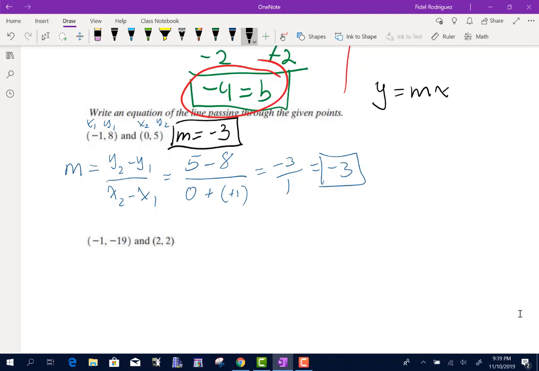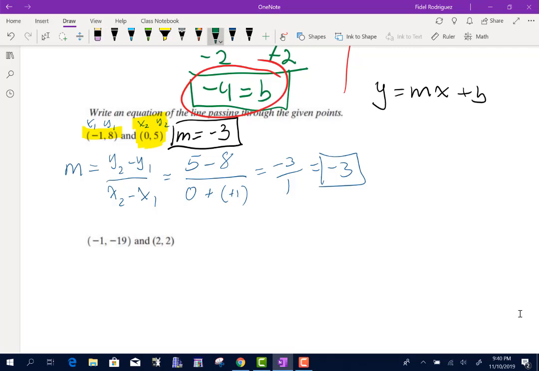Y equals mx plus b, okay? Guys, I have multiple options that I can do here, okay? I can choose this point or I can choose that point, okay? I'm going to choose this point here simply for the reason that one of the values is 0, okay? So it's going to make the calculations a little bit easier. So let's do this.